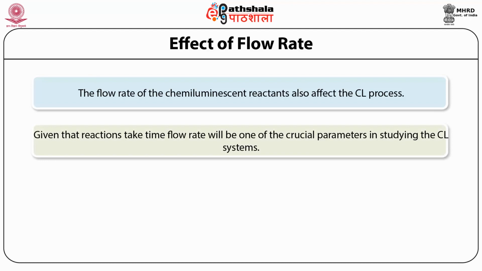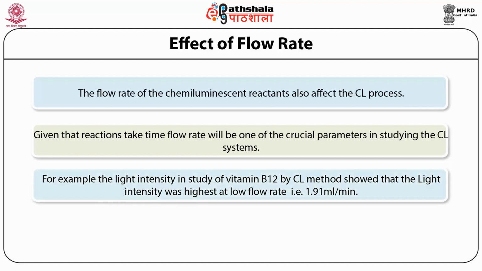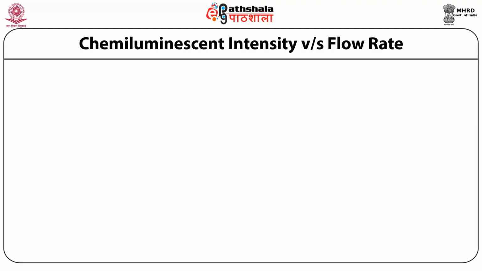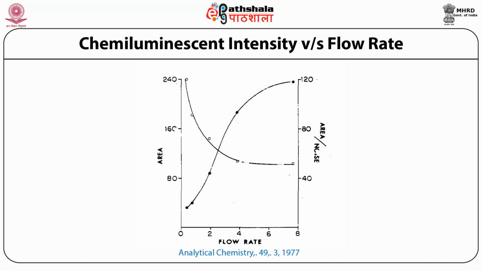And again, an experiment revealing the effect of flow rate, which is explained in the graph in the next slide, that the light intensity in the study of thymine and luminol has revealed that the flow rate of 1.91 milliliter per minute is optimum for the experiment. Here we can see the chemiluminescent intensity versus flow rate graph, and you can see the flow rate affects the chemiluminescence intensity.